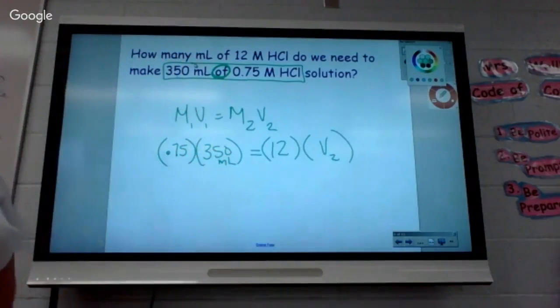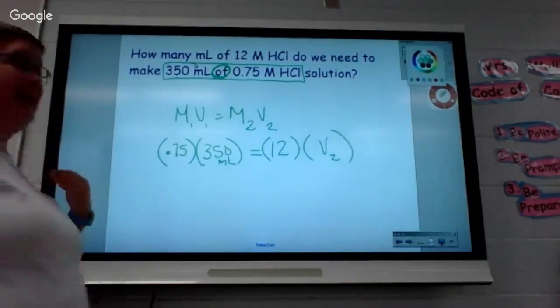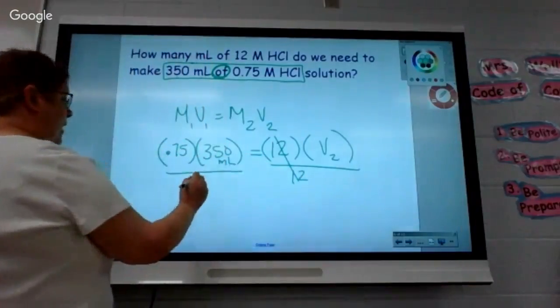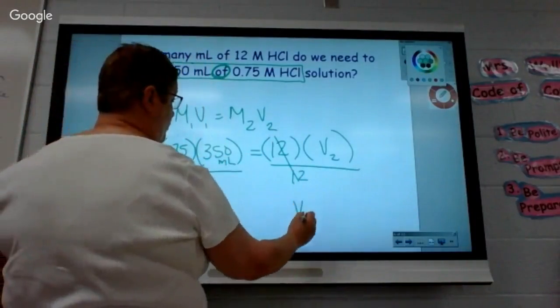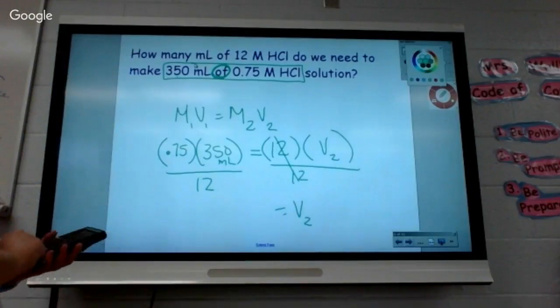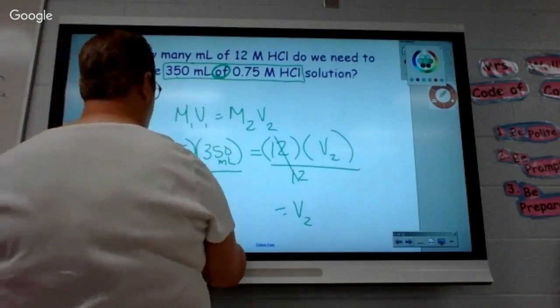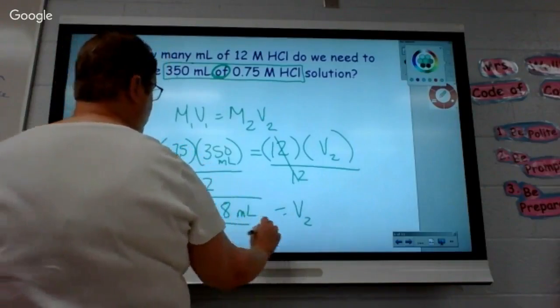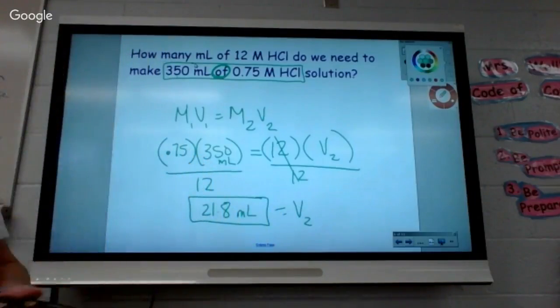So all I have to do to solve is what? Multiply and divide. It doesn't get any easier. So we're going to divide by 12 over here and divide by 12 over here. So V2 is going to equal 0.75 times 350 divided by 12. And I get 21.8. And again, the units have to match. So it's got to be milliliters because that's what my 350 was.